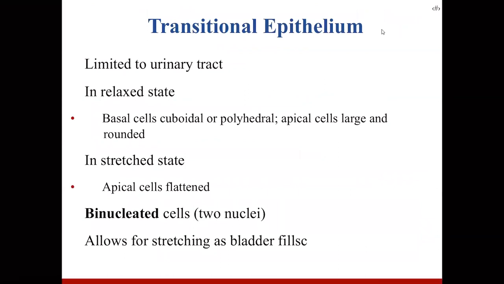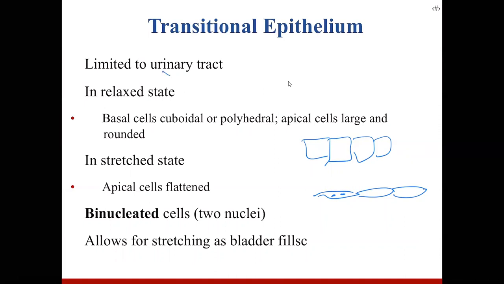Transitional epithelium changes shape. So it can be in transition. It's either looking kind of cubey, or it's looking flat. The cells usually have two nuclei, which is funky, right? We don't have two nuclei. We always have one nucleus in cells.